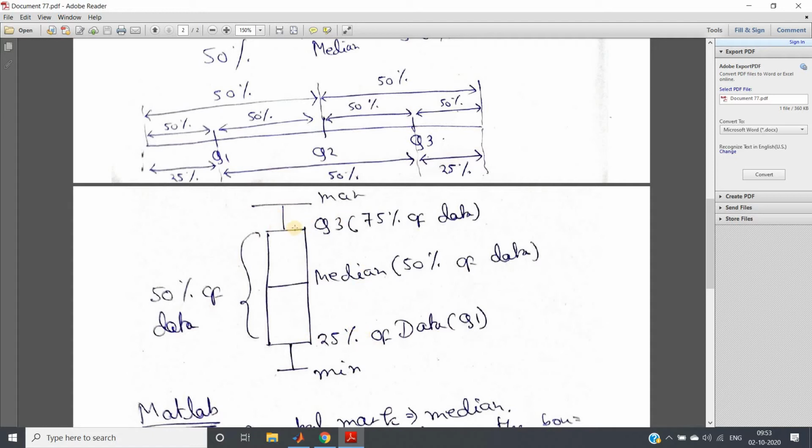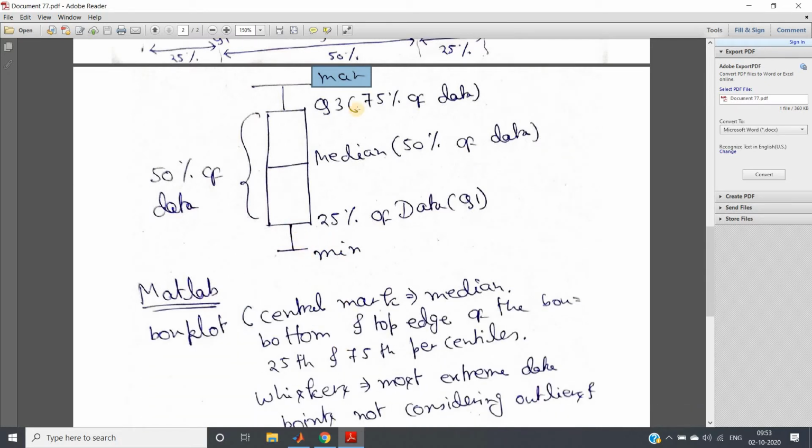Okay, Q3 is the upper part of the box, which is basically indicating 75% of the data, and these are basically the min and max. Ideally it should be the min and max of our whole data set, but practically it is not. I will discuss what is present in this min and max, but before going to that, let me just discuss the Matlab function. The Matlab inbuilt function is boxplot.